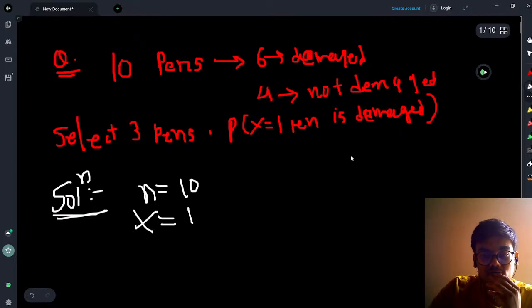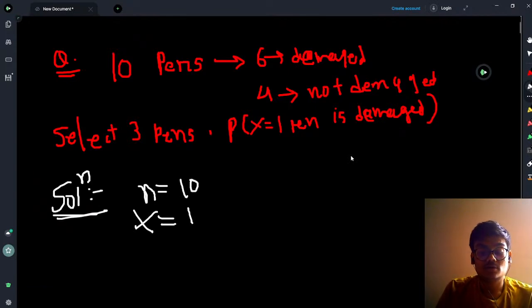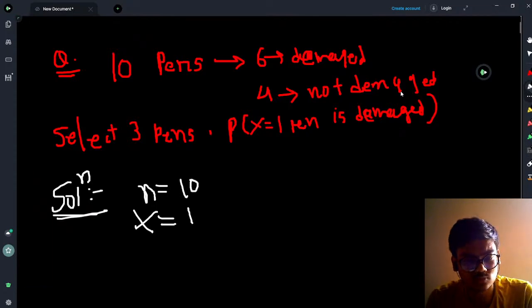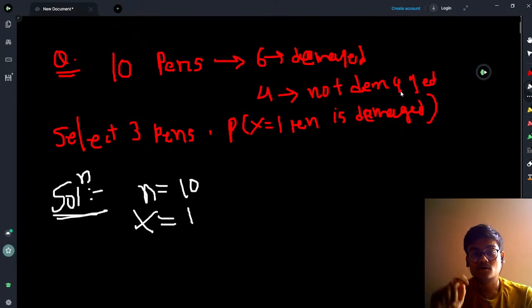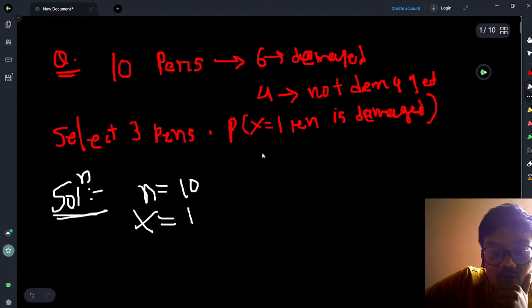Now let's see the three possible conditions. First, the events have only 2 possibilities, damaged or not damaged. First is satisfied. The second is that x is a discrete random variable, so here our x value is 1, which is a discrete random variable. And third is that the events are independent. Now let's see whether the events are independent or not.